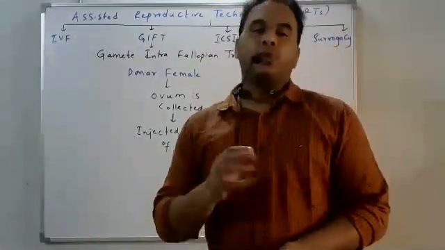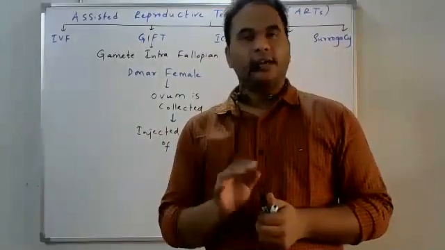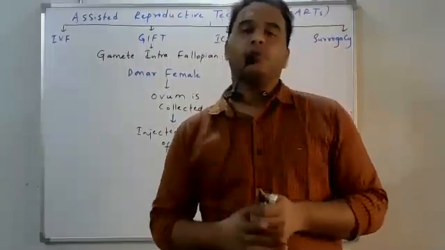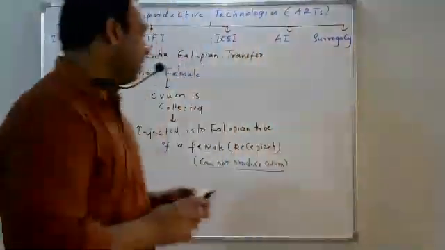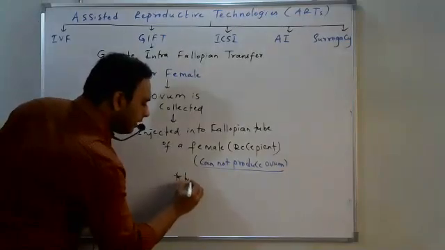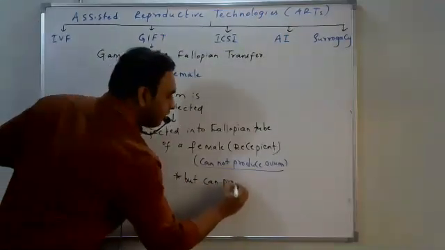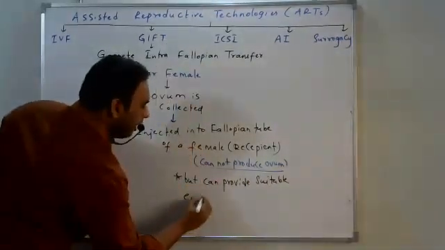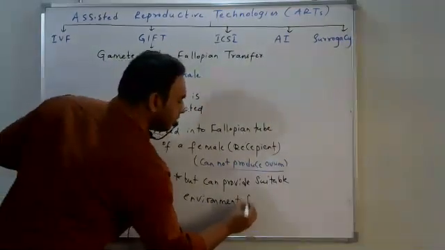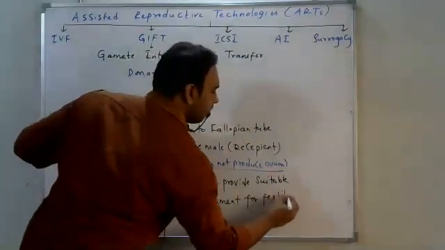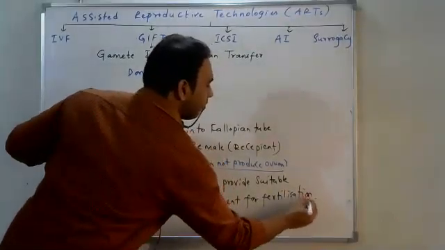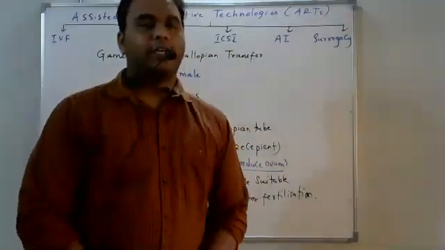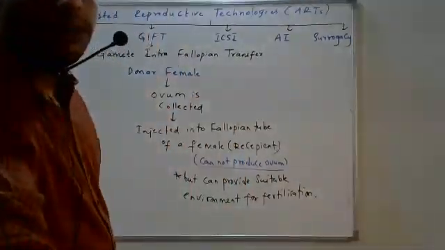She can provide a suitable environment for fertilization, but she cannot produce ovum. So those kinds of females can provide a suitable environment for the fertilization, and also implantation and development. Okay, so hope you understood this topic.